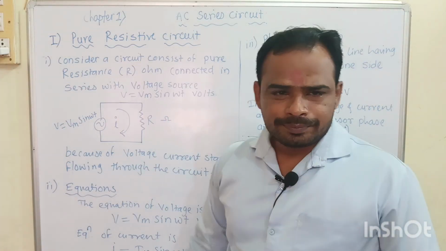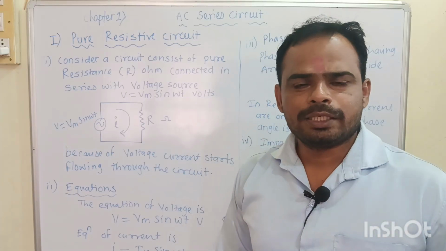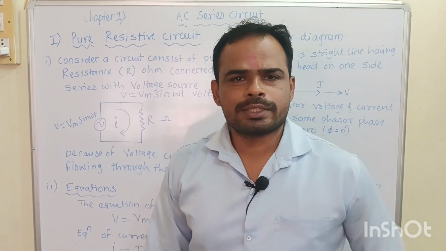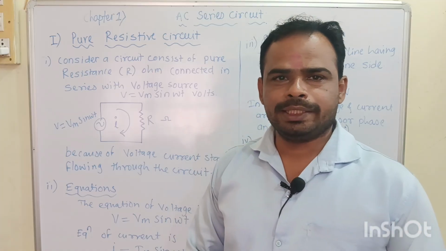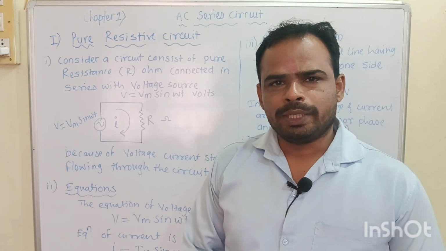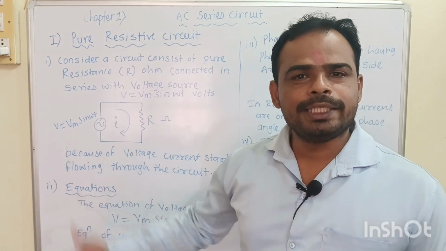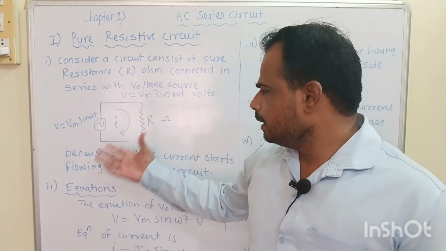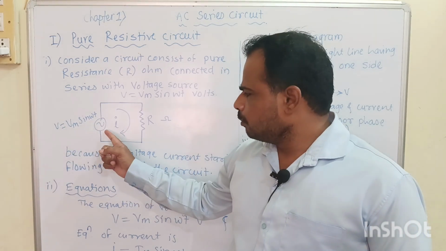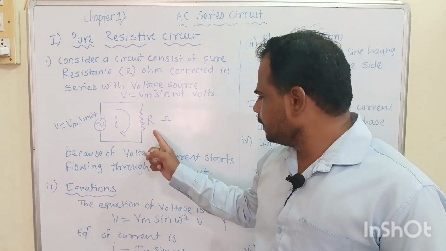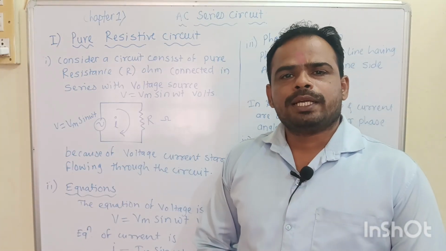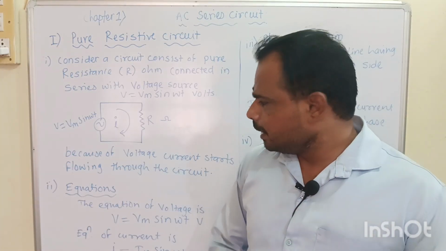Our first point is, consider a circuit consisting of pure resistance connected in series with voltage source V is equal to Vm sin omega t. The equation of voltage is V is equal to Vm sin omega t and resistance is connected in series with the voltage source. See in circuit diagram, the equation of voltage is given. Voltage source is connected in series with the resistance. The value of resistance is R. Because of the voltage, current starts flowing through the circuit and that current is I.